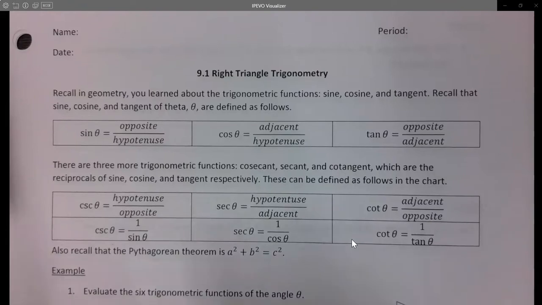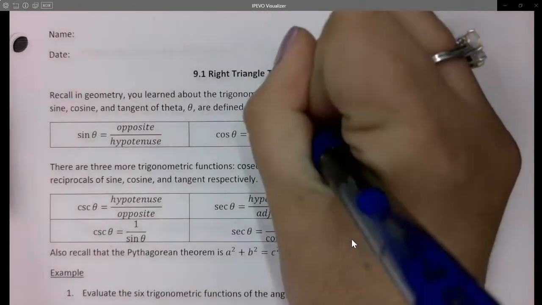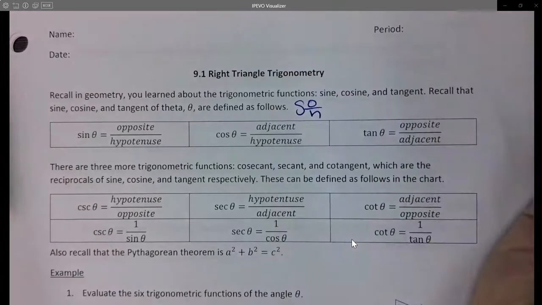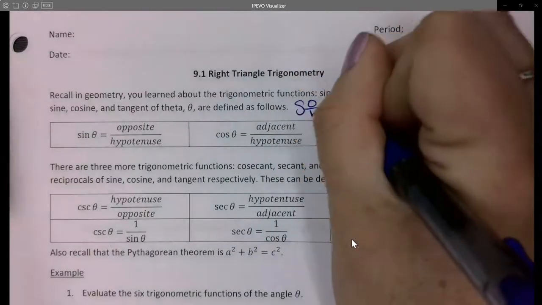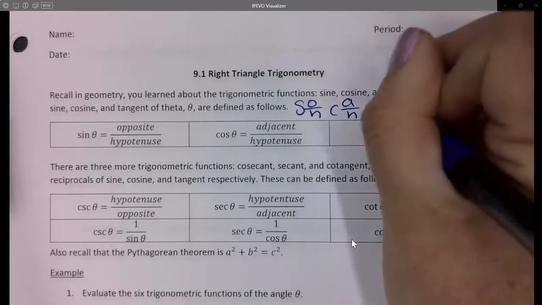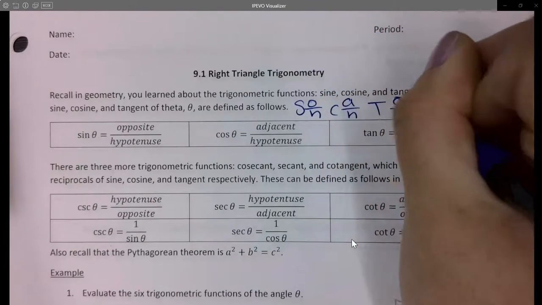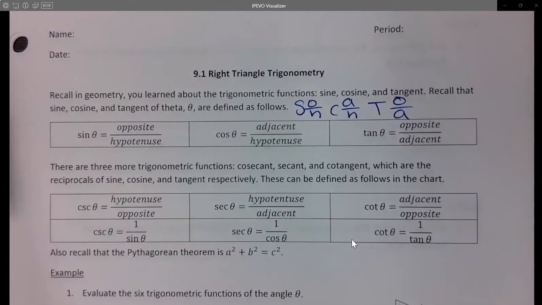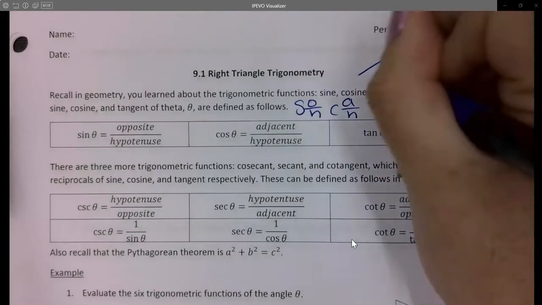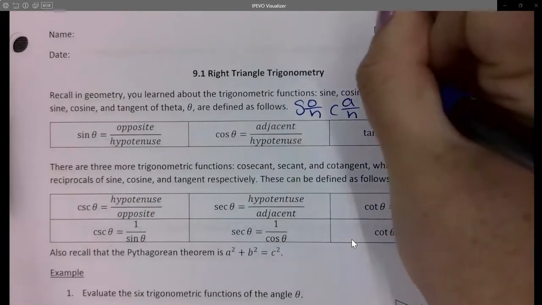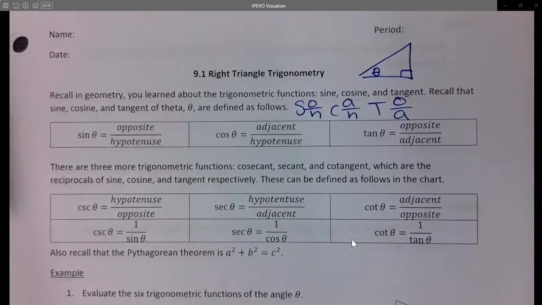You might have seen this before as SOHCAHTOA, which stands for sine equals opposite over hypotenuse, cosine equals adjacent over hypotenuse, and tangent equals opposite over adjacent. And this is in reference to a right triangle with a reference angle that we typically see as theta.